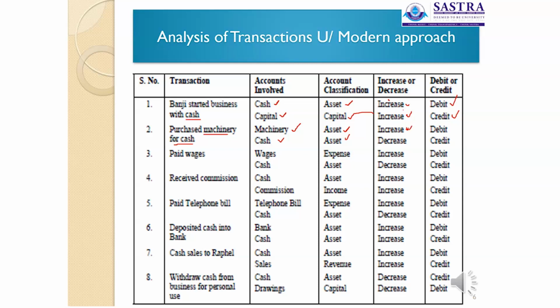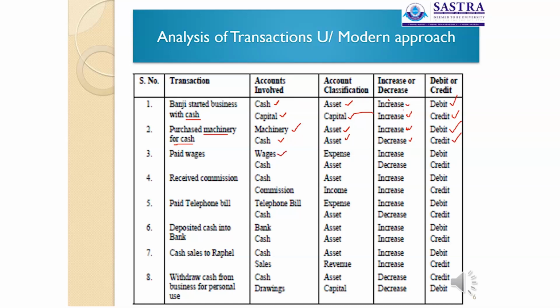Now you have to apply the rule for the accounting equation. If asset increases, automatically that should be debited. If asset decreases, that should be credited. Then paid wages. There are two accounts involved here. One is wages account and another one is cash account.